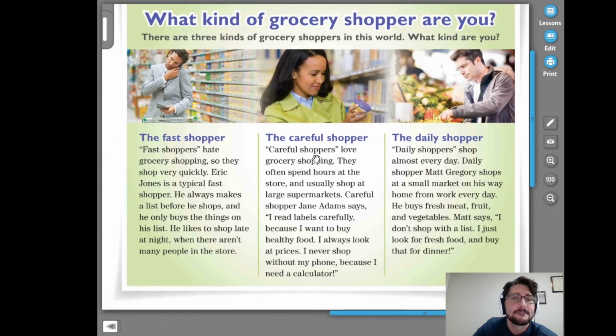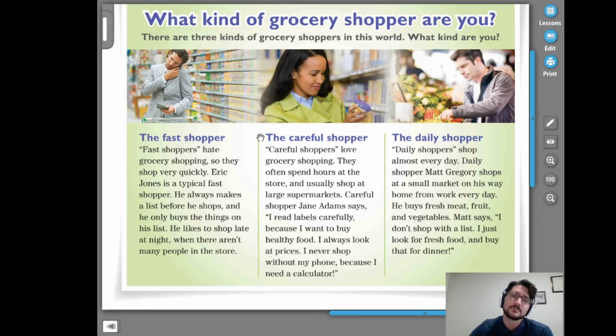CD2, track 12. What kind of grocery shopper are you? There are 3 kinds of grocery shoppers in this world. What kind are you? The fast shopper. Fast shoppers hate grocery shopping, so they shop very quickly. Eric Jones is a typical fast shopper. He always makes a list before he shops, and he only buys the things on his list. He likes to shop late at night when there aren't many people in the store. The careful shopper.